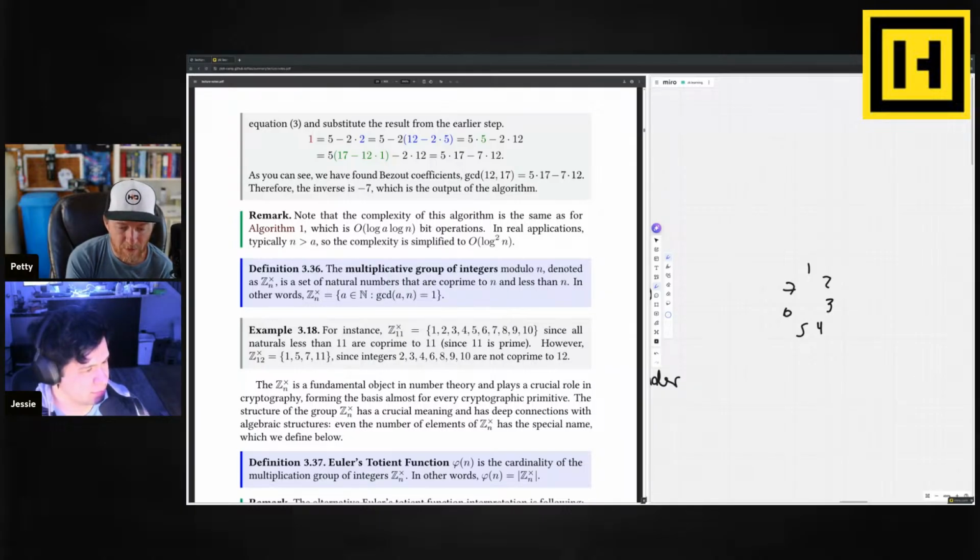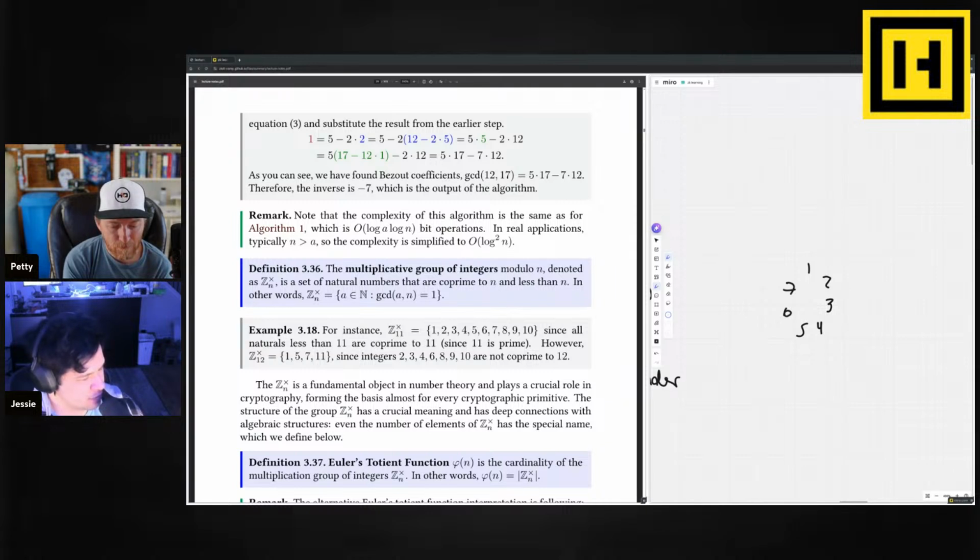Note that the complexity of this algorithm is the same as algorithm 1. There you go, that's tying it back into bit operations, for usefulness later when making things. In real applications, typically n is larger than a, so the complexity is simplified to O of log squared n.